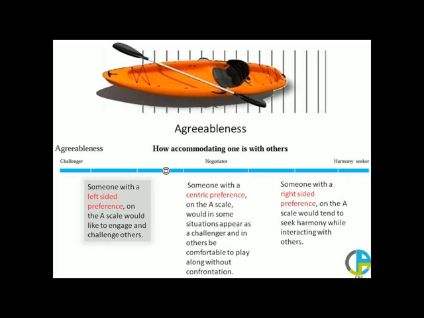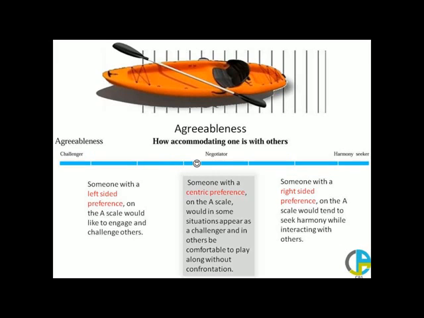Now let's look at the left-sided preference. Someone with a left-sided preference on the A scale would like to engage and challenge others. He or she would be most comfortable in confronting others, in arguments, and would generally be very assertive. Someone with a centric preference on the A scale would in some situations appear as a challenger and in others be comfortable to play along without confrontation.